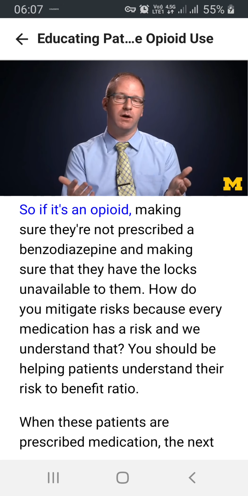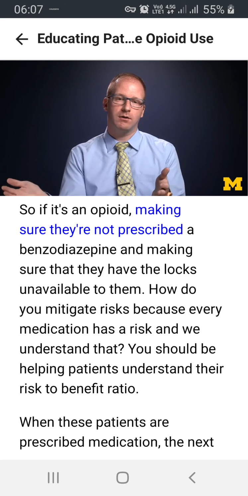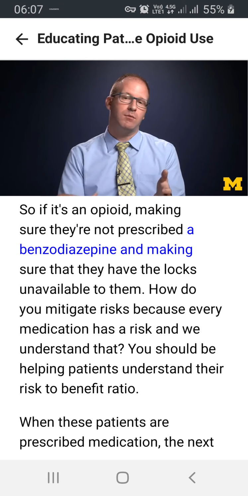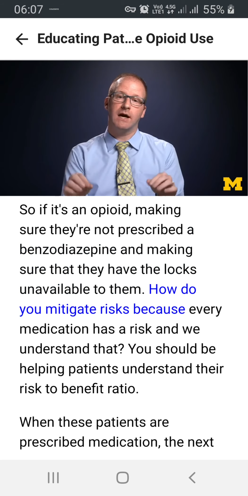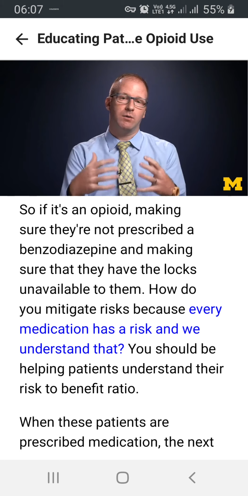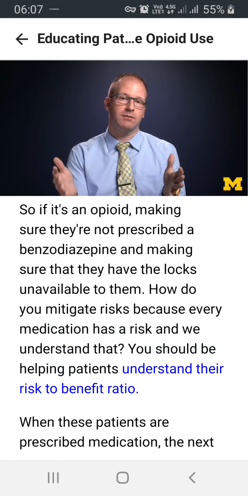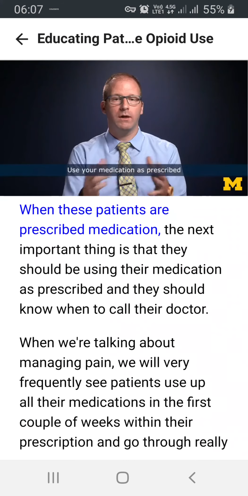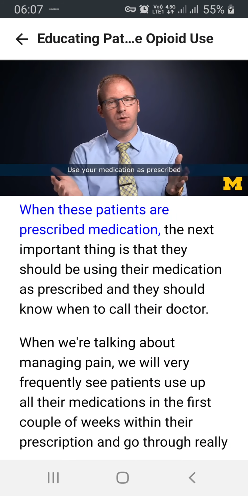So if it's an opioid, making sure they're not prescribed a benzodiazepine and making sure that they have naloxone available to them. How do you mitigate risks? Because every medication has a risk. And we understand that. You should be helping the patients understand their risk-to-benefit ratio. When these patients are prescribed medication, the next important thing is that they should be using their medication as prescribed, and they should know when to call their doctor.